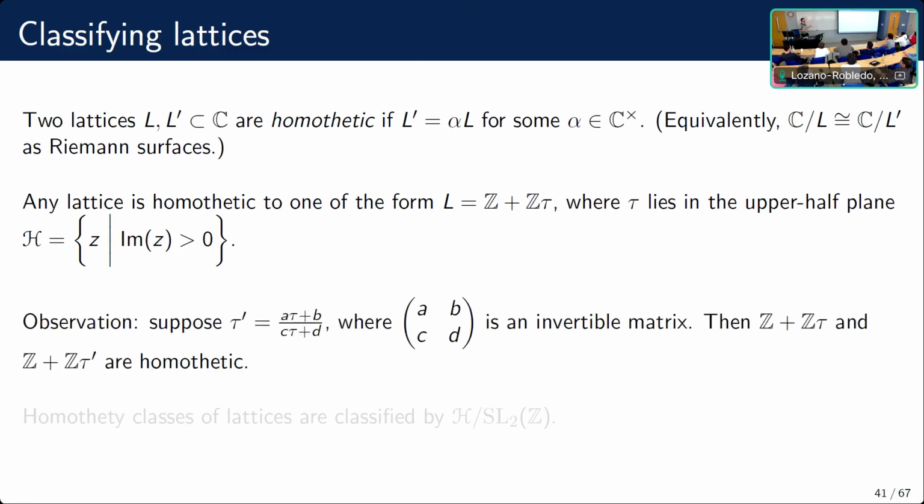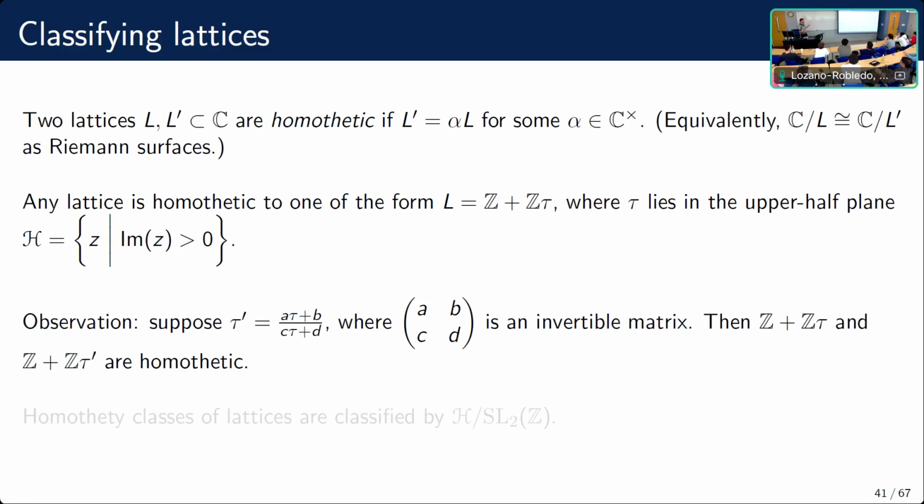One observation is that if I did a substitution on what tau is, and the substitution takes this form, where A, B, C, D is an invertible matrix with integer coefficients, then the two corresponding lattices are homothetic. And that's kind of an if and only if. This detail isn't that important. I'm just saying that points in the upper half plane determine lattices, and you get the same lattice or homothetic lattices when the two numbers are related this way.